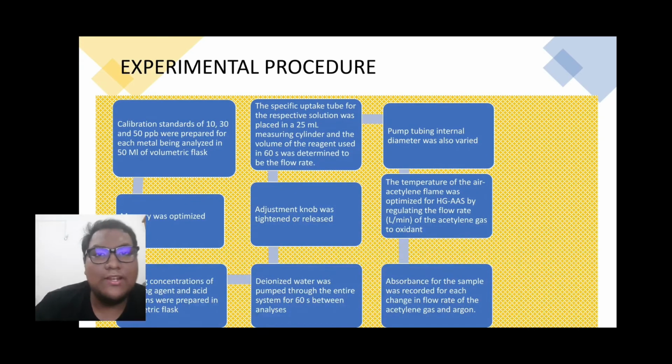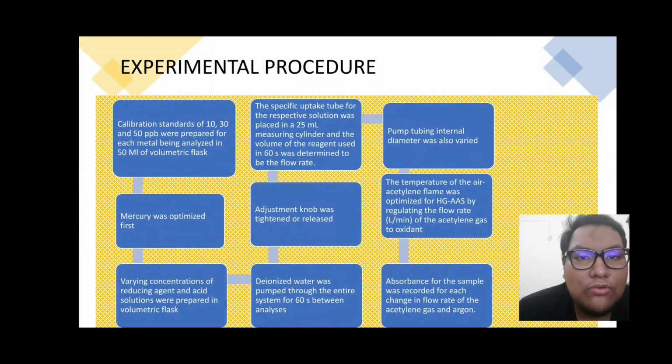So I'm going to explain a little bit briefly the experimental procedure. First, calibration standards of 10, 30 and 50 parts per billion were prepared for each metal, which were then analyzed in a 50 ml volumetric flask. And then mercury was optimized. Why do we need to optimize it first? Since potassium iodide, used to reduce As, Sb and Se, has a negative interference on mercury.